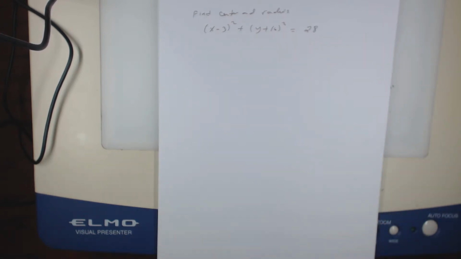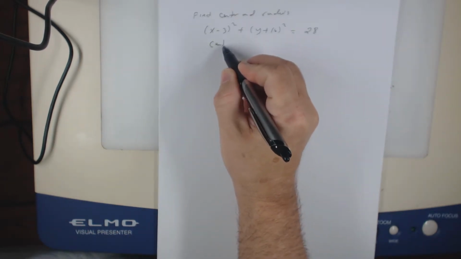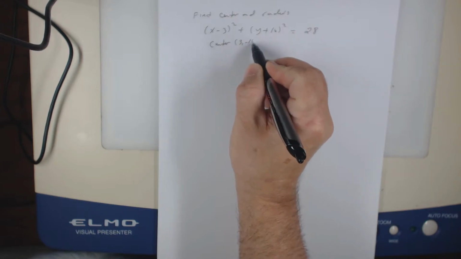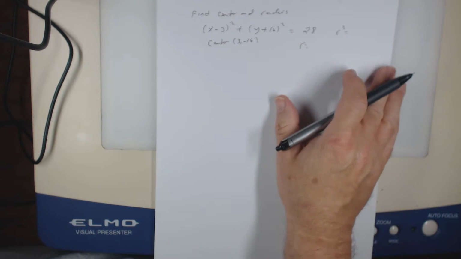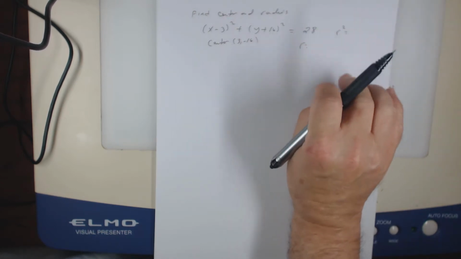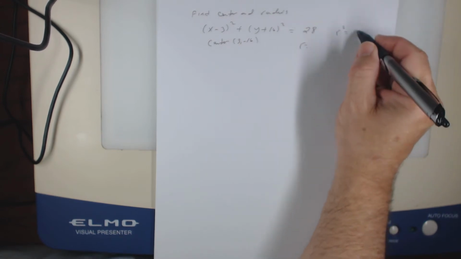Okay. What's the center? That part you can do real quick. Tell me quickly what's the center. 3, negative 16. Y'all agree? Yes. Okay, now remember the radius, r. What does r squared equal? The radius squared. 28. R squared equals 28.